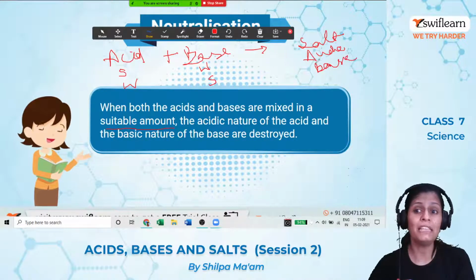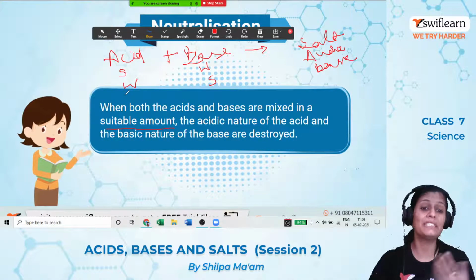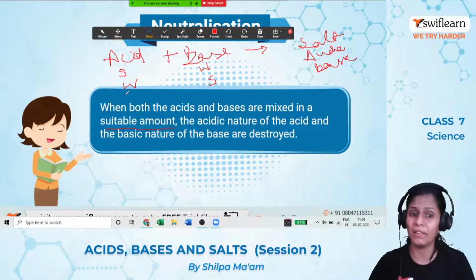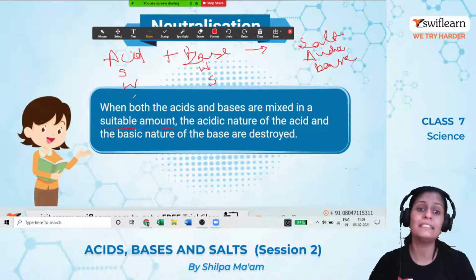But if you are taking acids and bases and selecting them in such a way that no one is overpowering the other, that is, they are a normal acid and a normal base, then the salt that is formed would be neutral in nature.